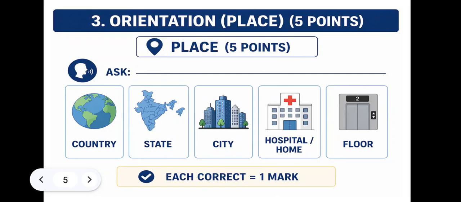For examination of orientation to place, the patient is asked questions like which country he belongs to, which state he belongs to, which city he belongs to, which hospital he is in, and which floor he is on. Each correct answer will be given 1 mark.